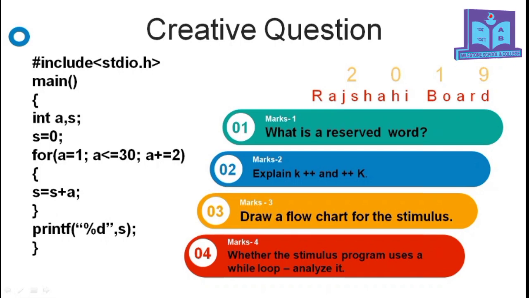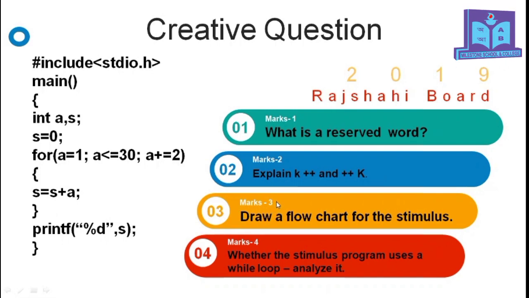Question number 1. This question is the segment of knowledge. Marks 1. What is a reserved word? Question number 2. Marks 2. Explain k++ and ++k. This is the segment of analyze.